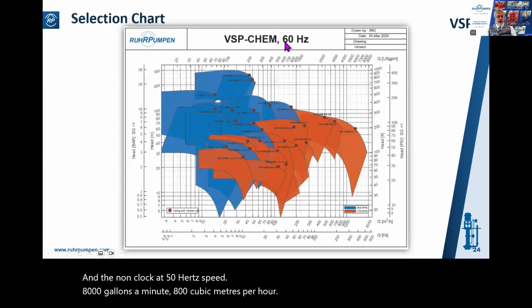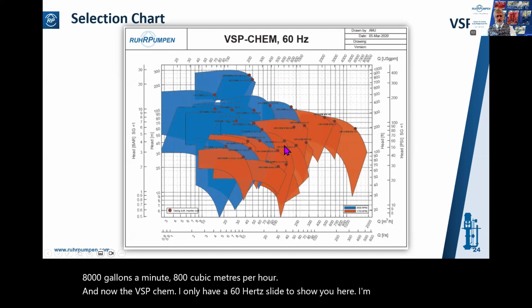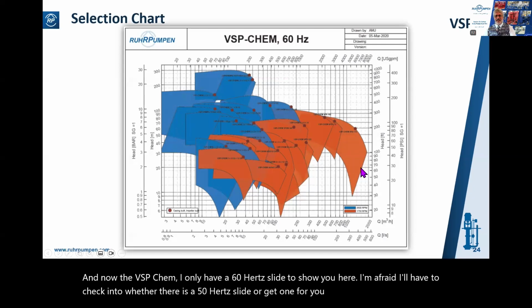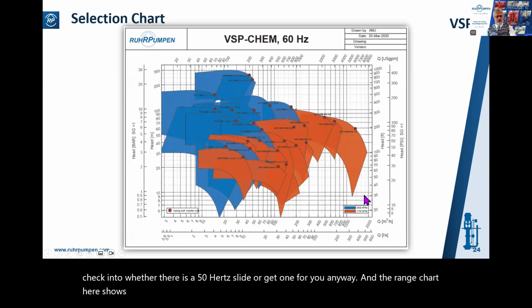And now the VSP Chem. I only have a 60 hertz slide to show you here, I'm afraid. I'll have to check into whether there is a 50 hertz slide or get one for you anyway. And the range chart here shows it goes out to about 1,900 cubic meters per hour, which is 8,400 gallons a minute. So a very comprehensive range of API pumps there.